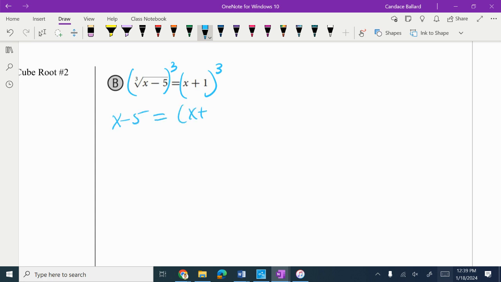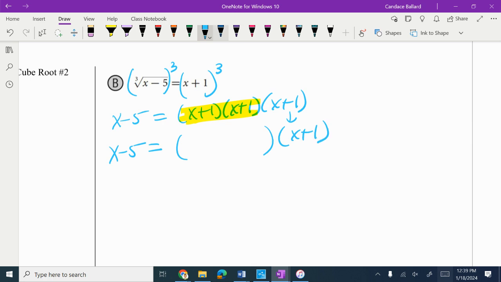Cube means I have to write it 3 times. So if I'm going to write it 3 times, I'm going to start by foiling these two together. So we're going to put those two together first. I'm keeping the x minus 5. I'm going to foil in here, and I'm going to drop down this x plus 1. So x times x would be x squared. X times 1 would be 1x. I have another 1 times x, so that would be 1x. And 1x plus 1x would be 2x in the middle. And then I've got 1 times 1, which would be 1.